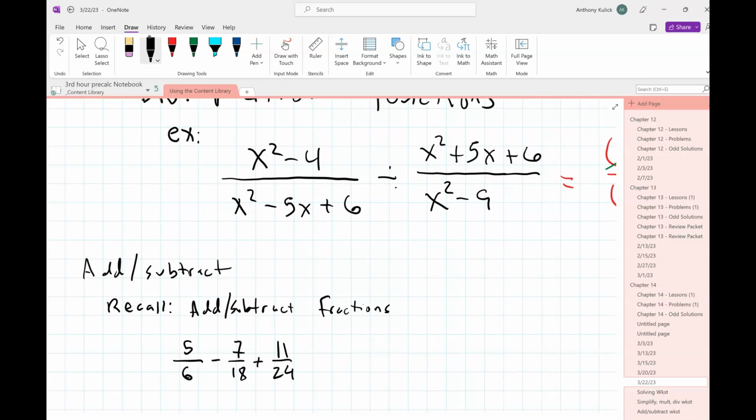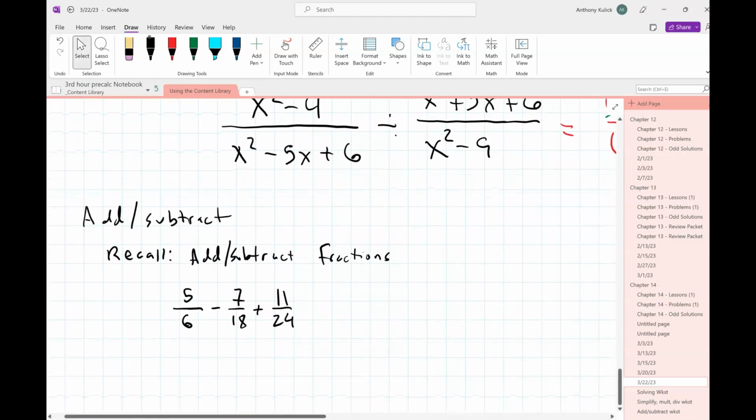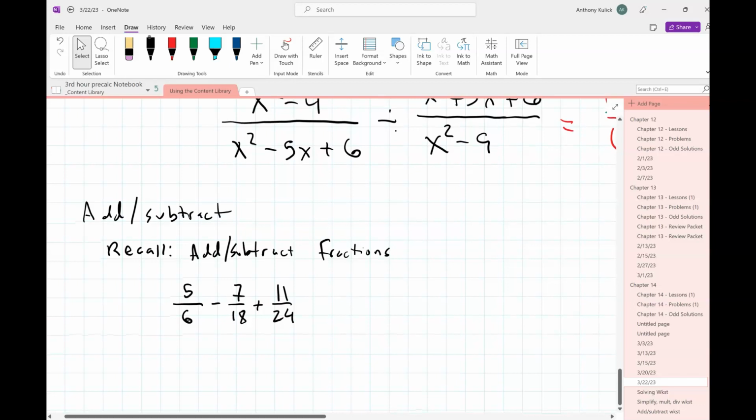All right. So let's go back and talk about adding and subtracting fractions before we get into rationals. This tends to be the harder of the two skills. So let's go back, once again, to elementary school here. 5/6 minus 7/18 plus 11/24. Okay, great. So we need to have a common denominator. Here's the hard part. How do we find that common denominator?